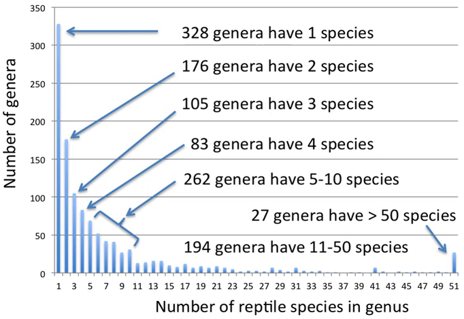A list of generic homonyms with their authorities, including both available, validly published, and selected unavailable names, has been compiled by the Interim Register of Marine and Non-Marine Genera (IRMNG).